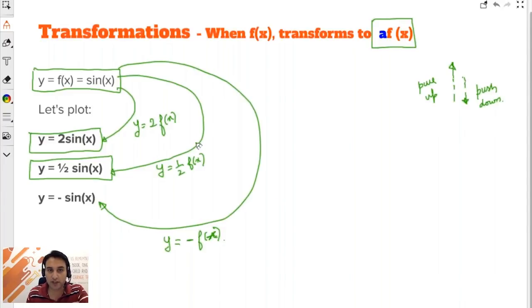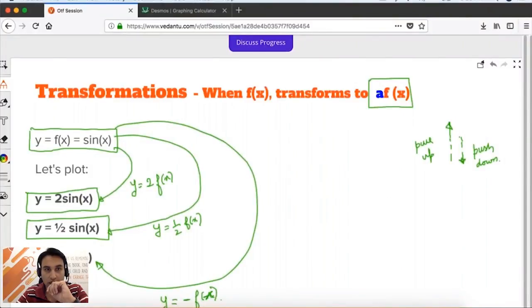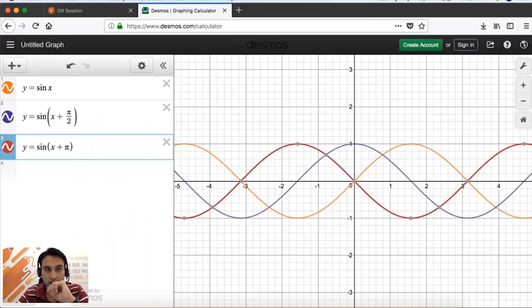Now, can you plot these graphs on your own? Try. All of you try. Try in your notebooks quickly. Also think about the ranges. When you plot the graph, please also think about the range. All right.